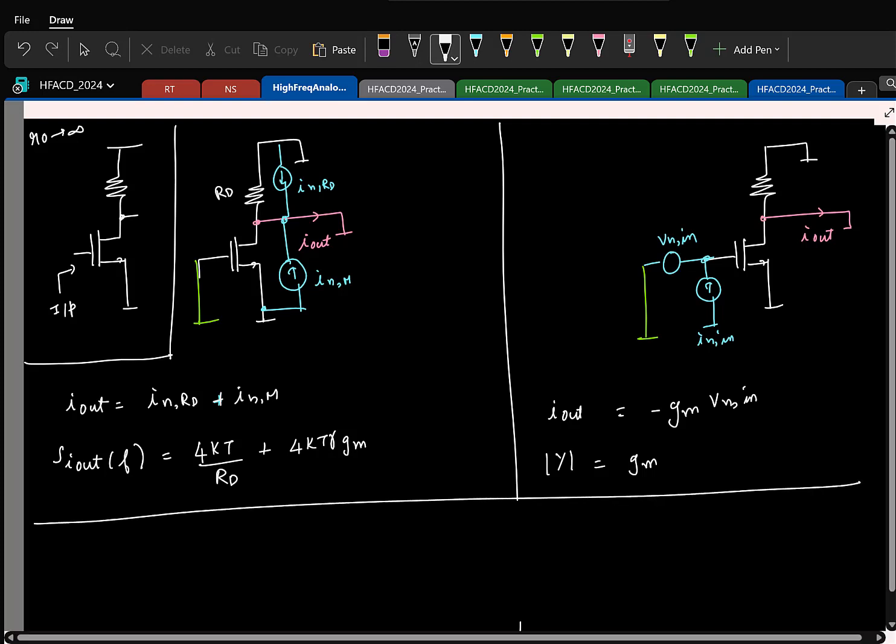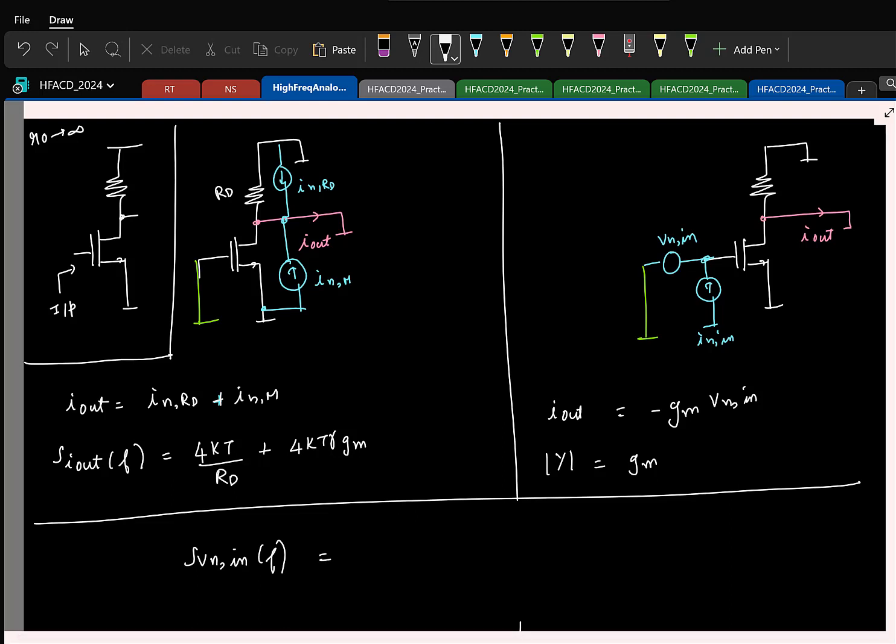So then if I try to find the input referred noise voltage power spectral density, how will I find it? Basically divide this guy by the magnitude squared of that. So if I do that, I think I'll get 4 kT by, let us say, I'll take GM, 1 by GM RD.